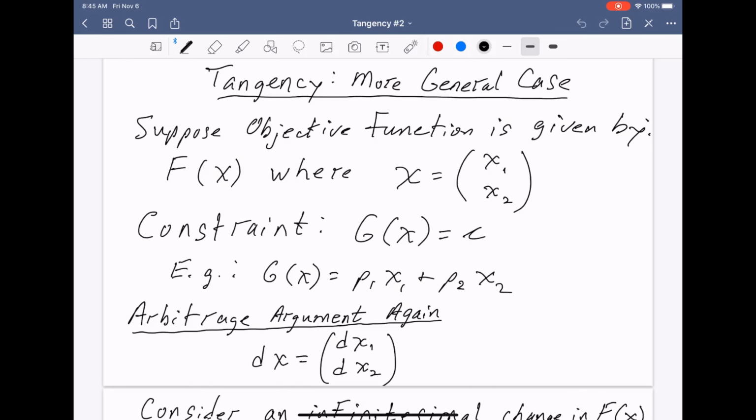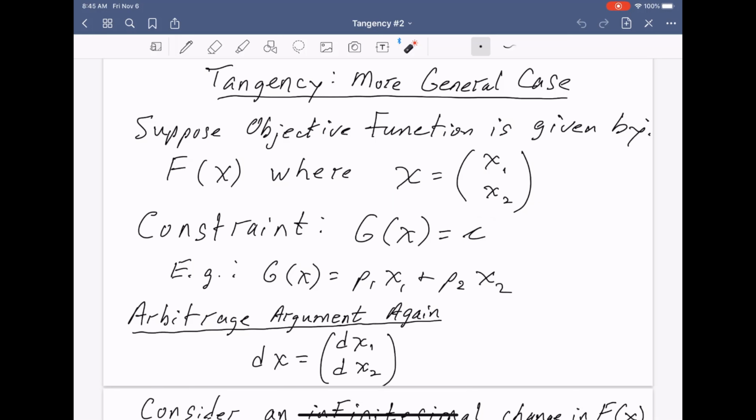Morning, we're going to look at tangency in a somewhat more general sense. So we begin with an objective function which is given by f of x. What this implies is that the objective function is non-linear, and we assume that x is given by this column vector x1, x2, and then we assume a constraint g of x is equal to some value c, which is just a scalar or constant.